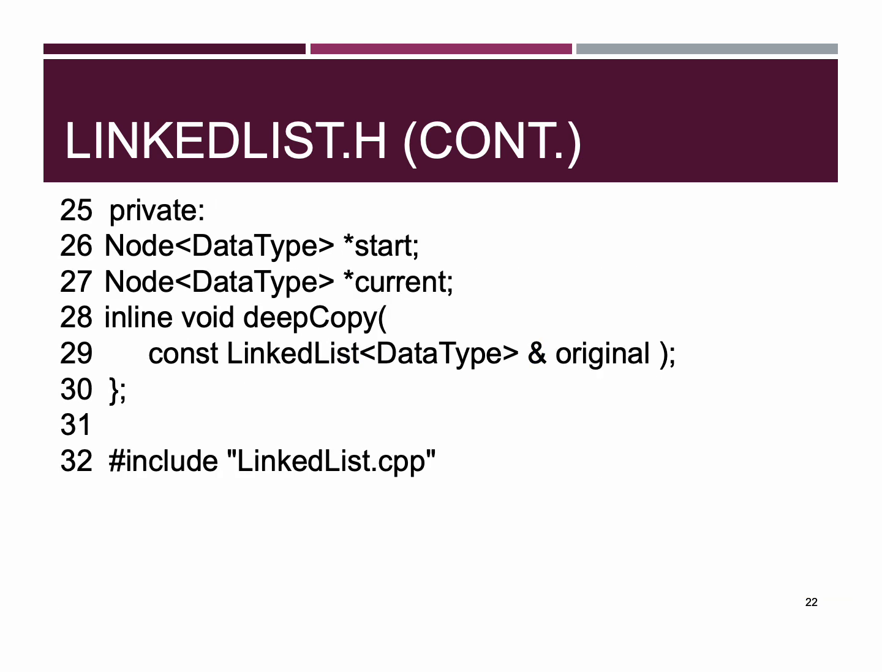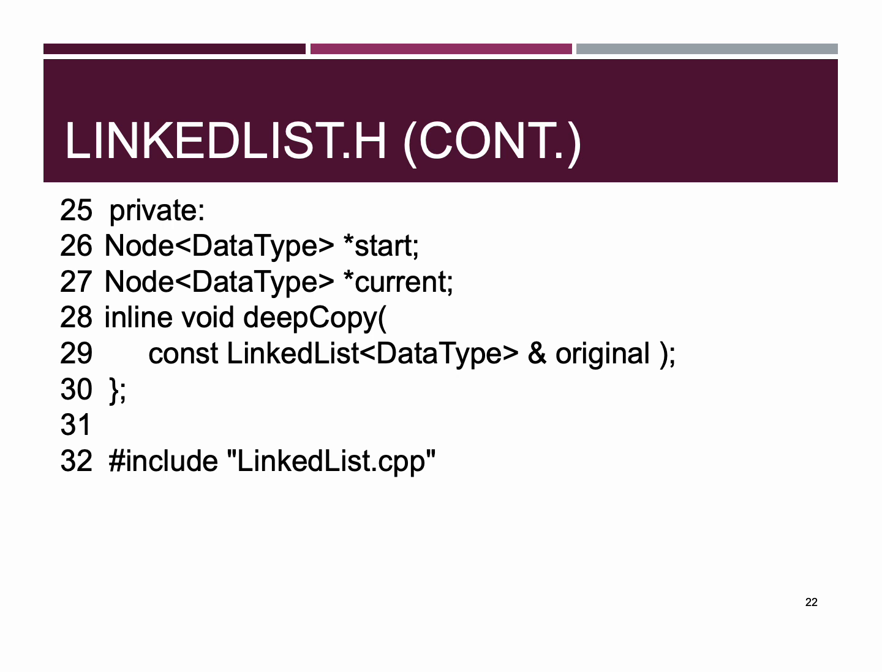Now here we have the private section of our linked list class, where we define the key internal member variables and a helper function. We have start, which is a pointer to the first node in the linked list. It helps keep track of where our list begins. Then current, this pointer is used to keep track of the current position in the linked list, which is useful for traversal and other operations.